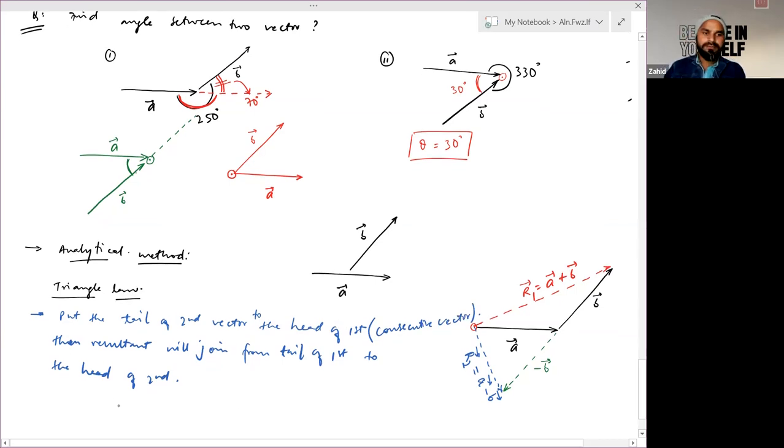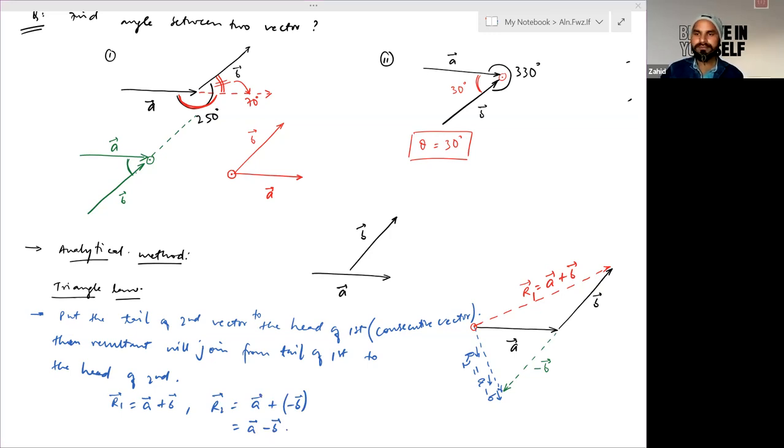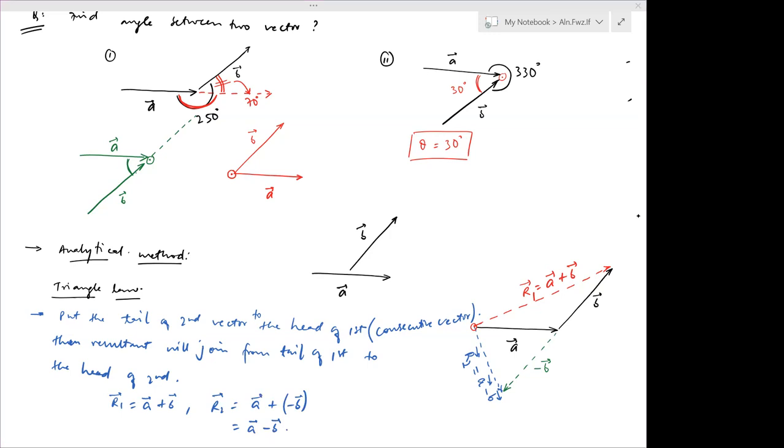So in this part, R1 will be A plus B and R2 is joining A and minus of B. So it will be A minus B. Alan, is it clear? Yes, sir. Okay.